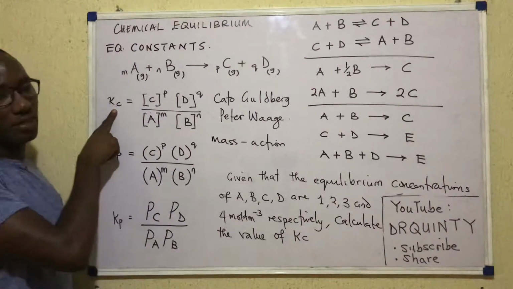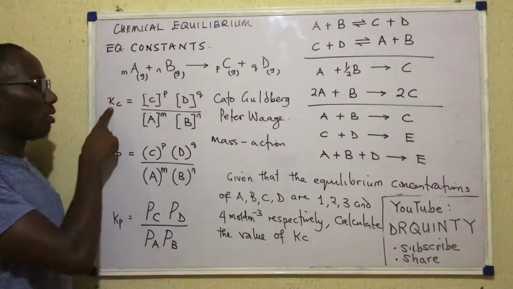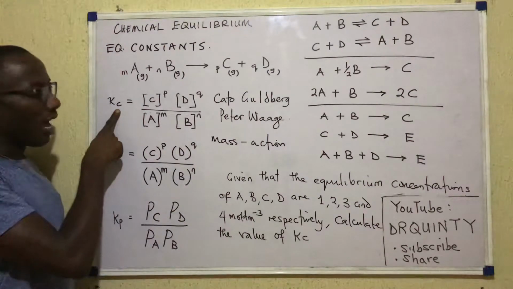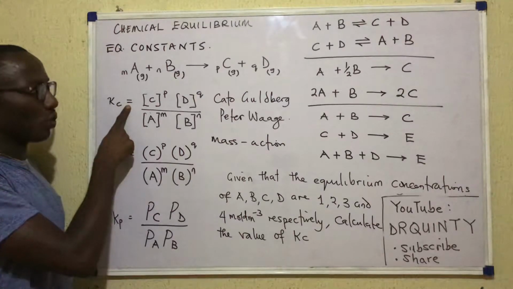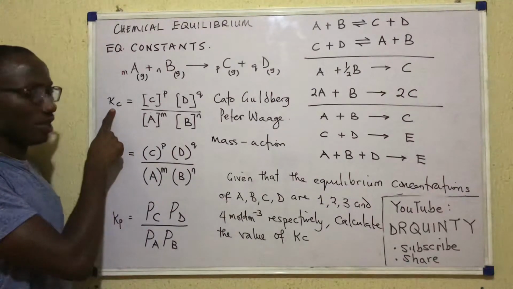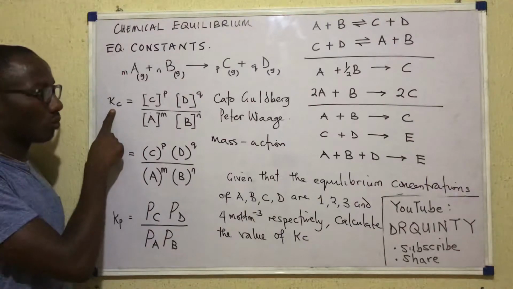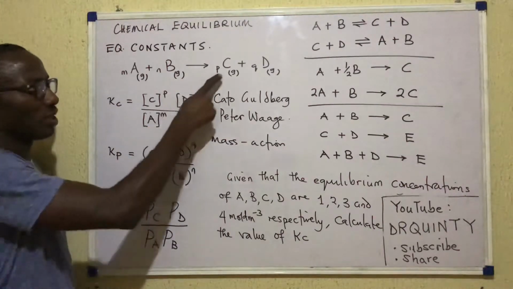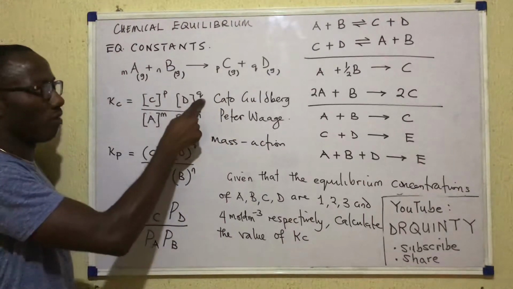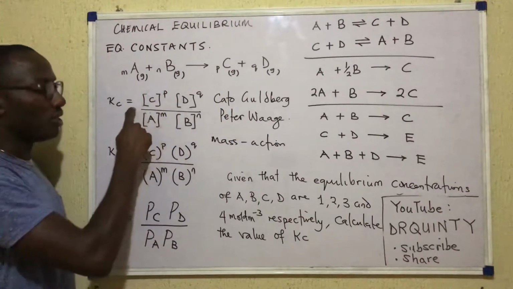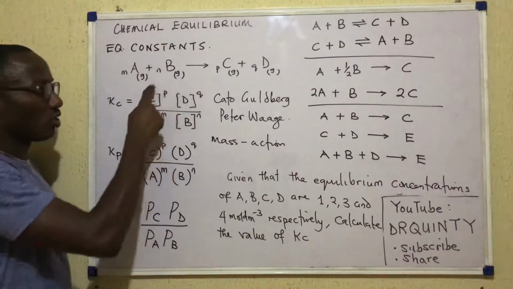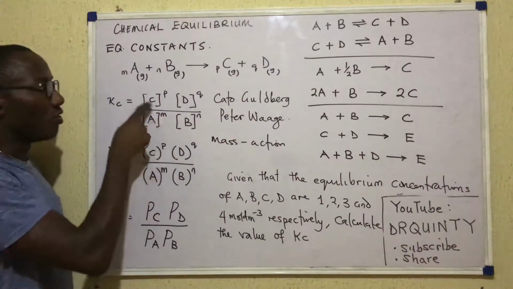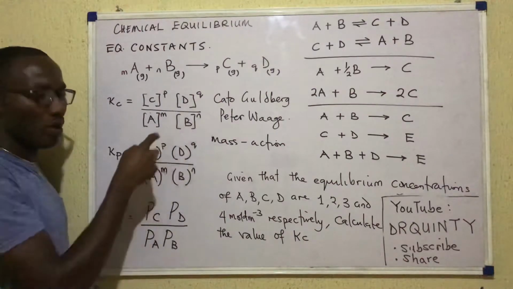Here is Kc. Kc means equilibrium constant in terms of concentration. And the expression here is showing us that Kc, a constant now, is equal to the concentrations of the products, which are C and D, raised to the power of their coefficients, divided by the concentrations of the reactants, multiplied together now, raised to the power of their coefficients.